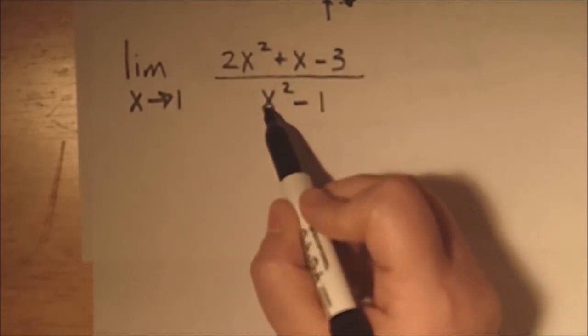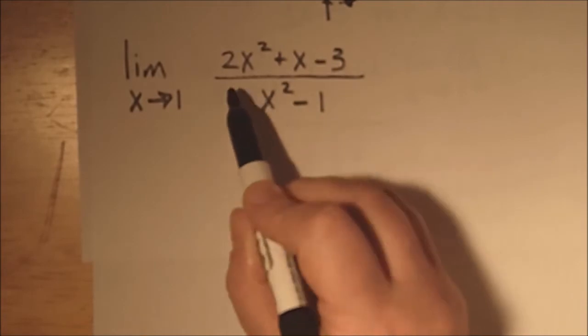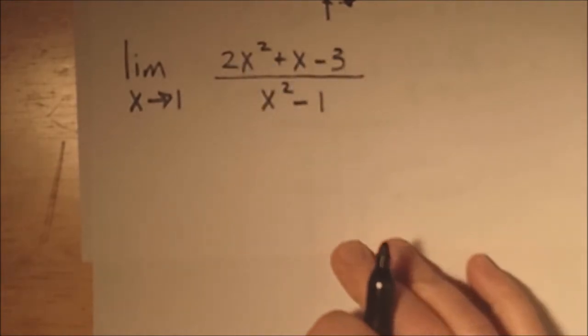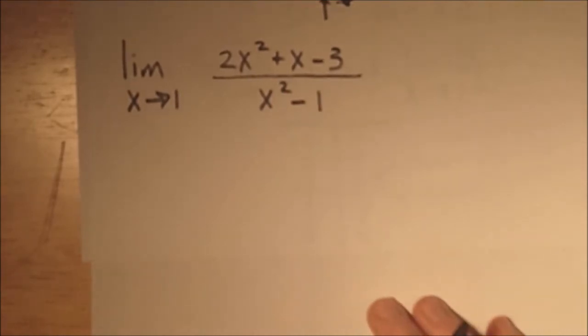So notice if I try plugging in 1 for x, I end up getting 0 over 0. That would be 1, 2 plus 1 is 3, minus 3 is 0. So anytime I have the 0 over 0 case, I should try to factor and cancel. So again, pause the video and try this example.